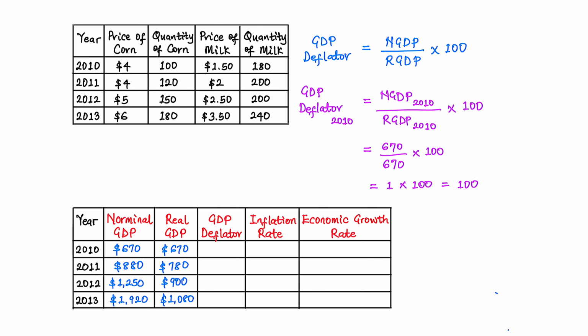Given that 2010 is our base year, that is why the GDP deflator is 100. The GDP deflator of your base year must always be 100.